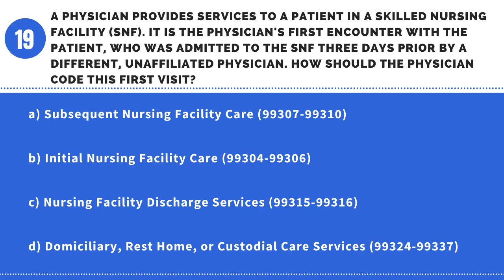A. Subsequent nursing facility care, 99307 to 99310. B. Initial nursing facility care, 99304 to 99306. C. Nursing facility discharge services, 99315 to 99316. D. Domiciliary, rest home, or custodial care services, 99324 to 99337.